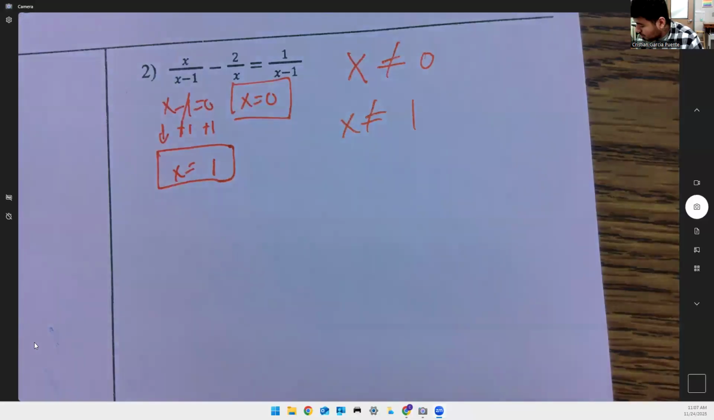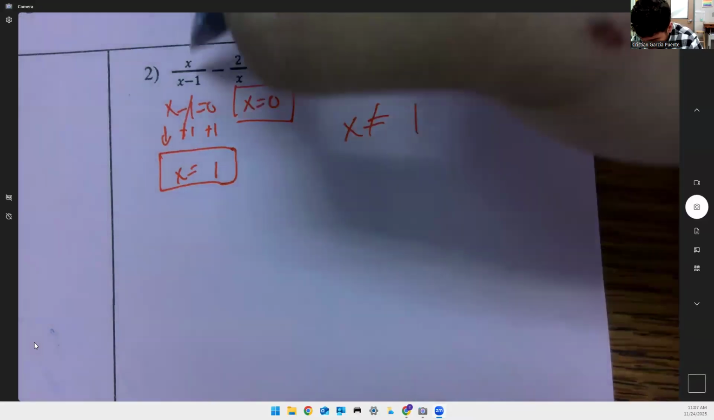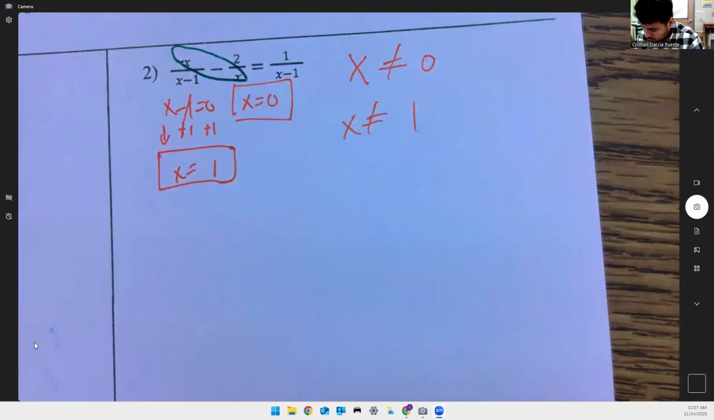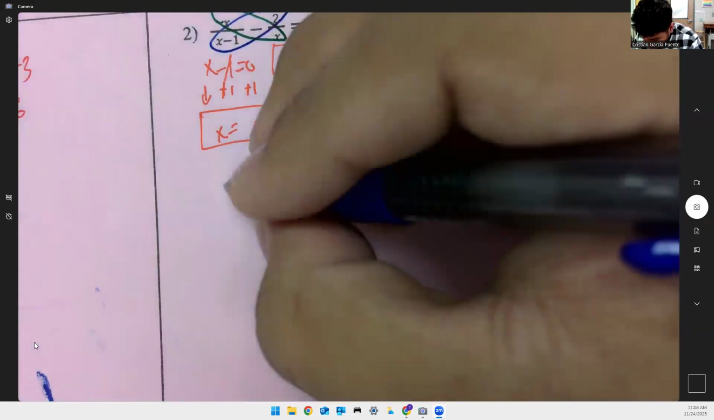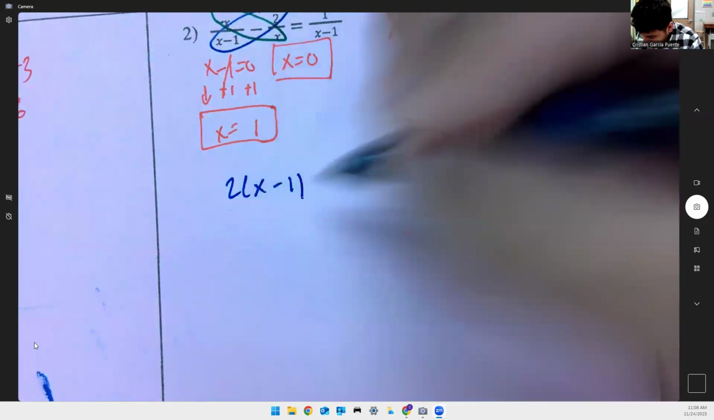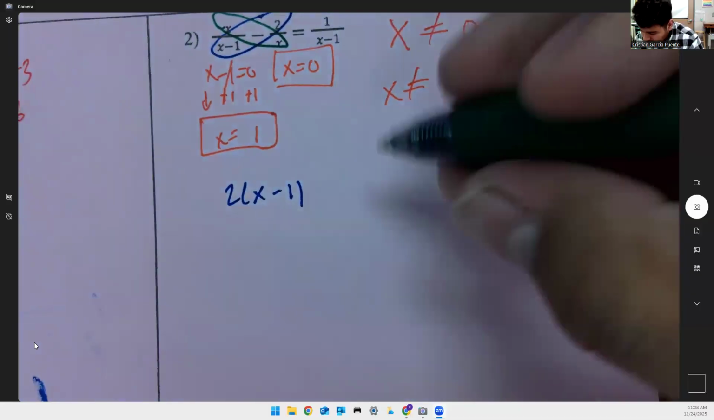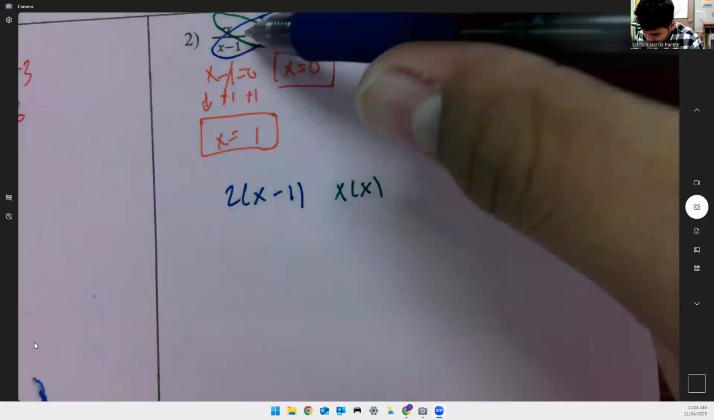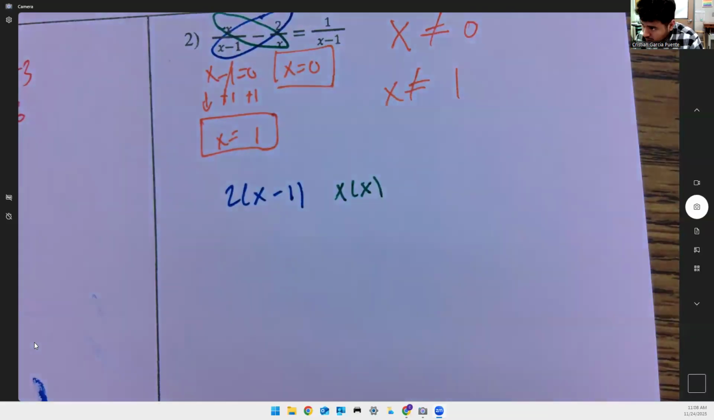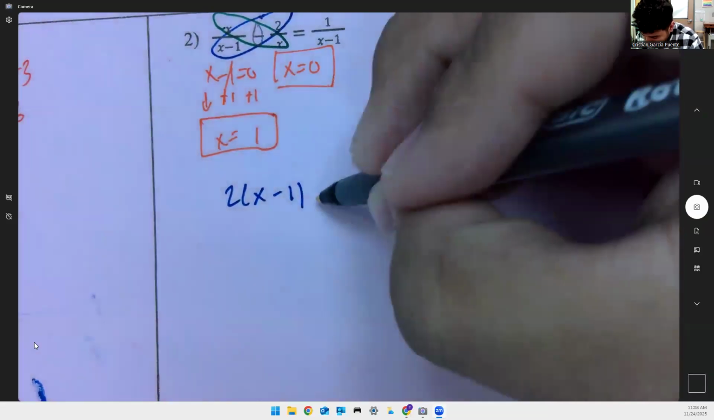Now, you can cross multiply. So you're going to circle your diagonals. And now, what do you have circled in your blue circle? It's 2 and x minus 1. So write 2, x minus 1. What do I have circled in my green circle? It's x and x. So write x and x. And then you have your symbol in between, which is a minus.